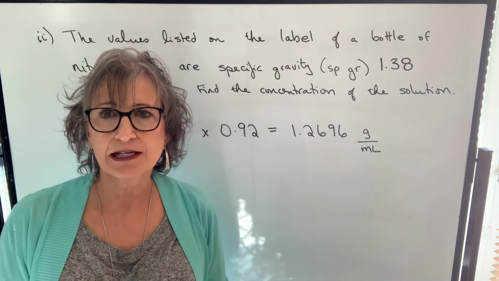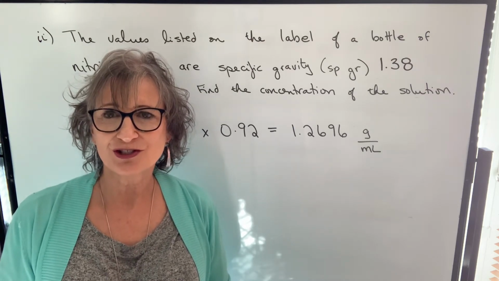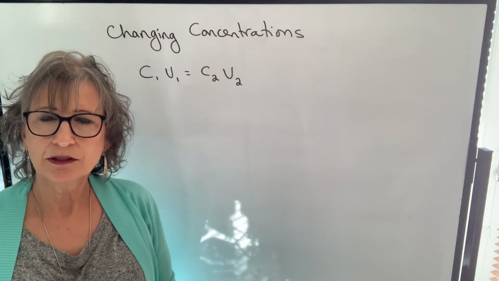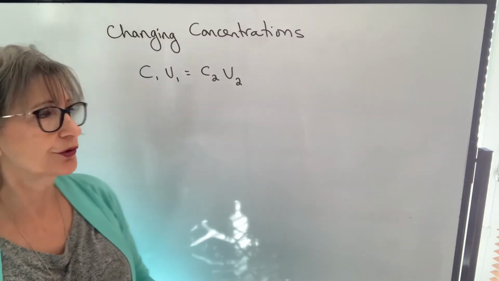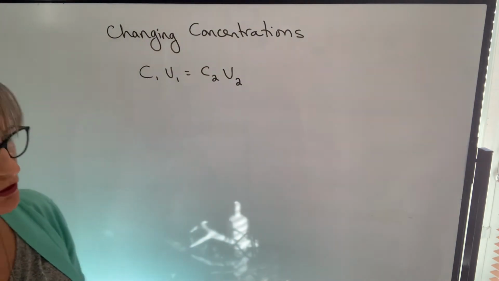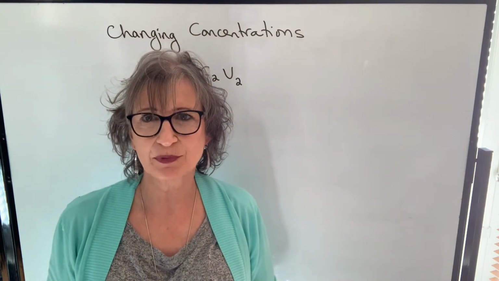Often when you do work with those commercial chemical solutions, you're going to be diluting them into working solutions, and in order to do that, we have to understand changing concentrations. So let's talk about that. If you're doing any work with changing concentrations, you're going to see the formula C1 times V1 equals C2 times V2. And I just want to explain that formula a little bit first before we start doing examples.